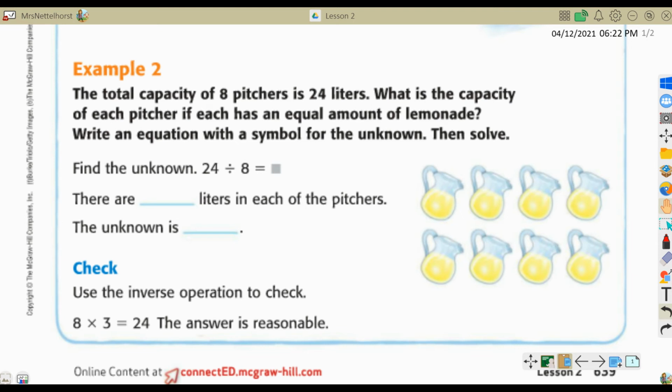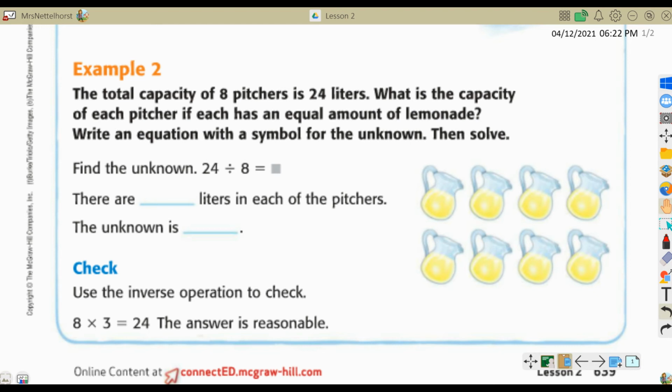I know that these 8 pitchers have a total amount of liters. The total capacity of 8 pitchers is 24 liters. I know that all 8 pitchers in total hold 24 liters. So now let's read the question. This one totally threw me off because it's written weird. Okay, the total capacity of 8 pitchers is 24 liters. What is the capacity of each pitcher if each has an equal amount of lemonade?